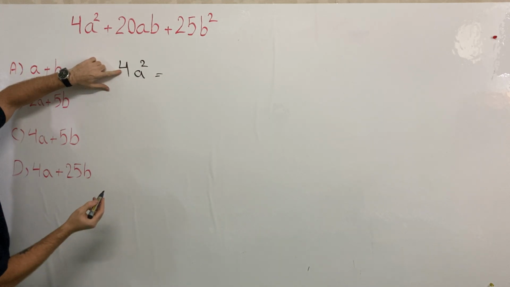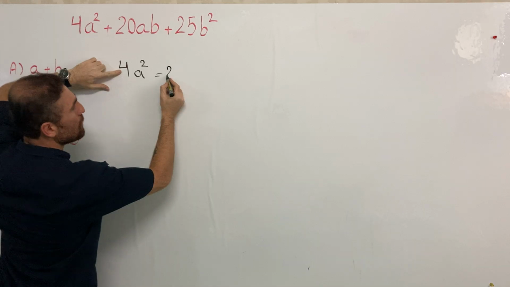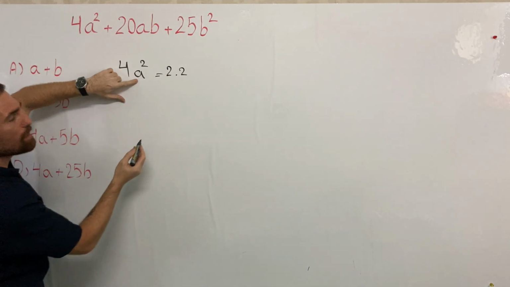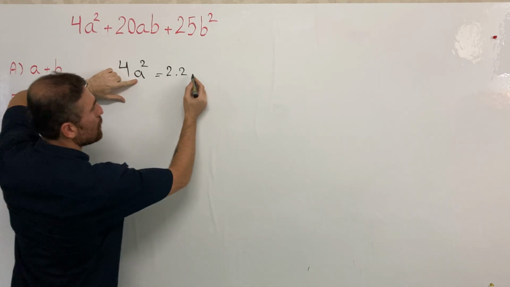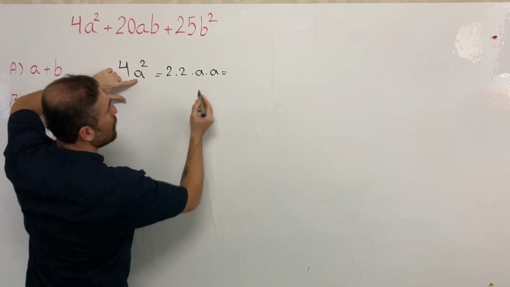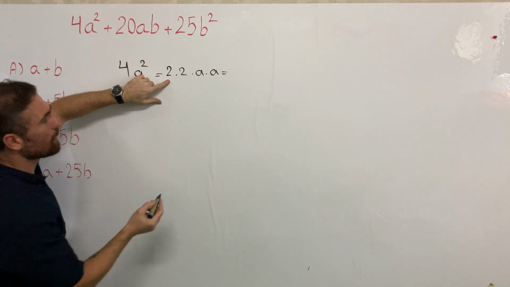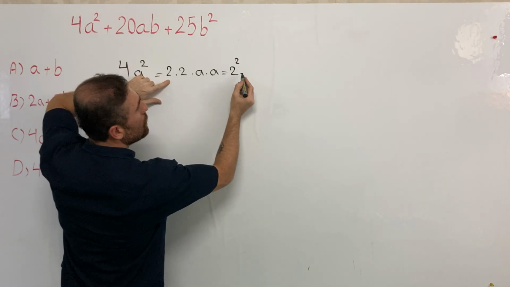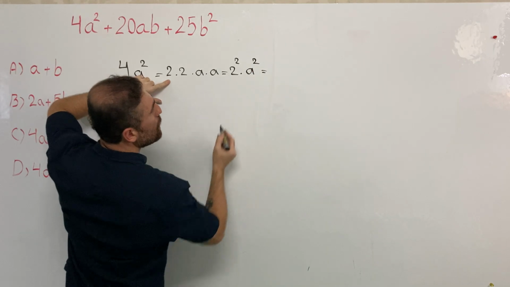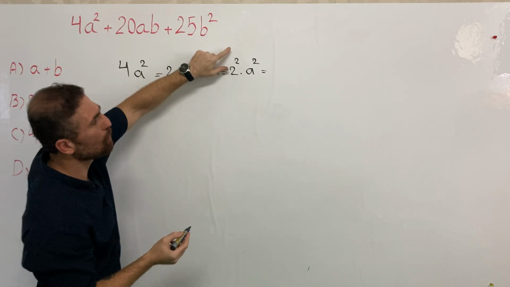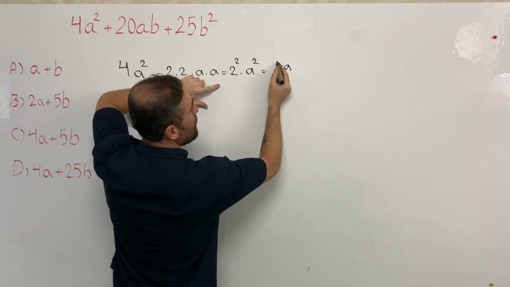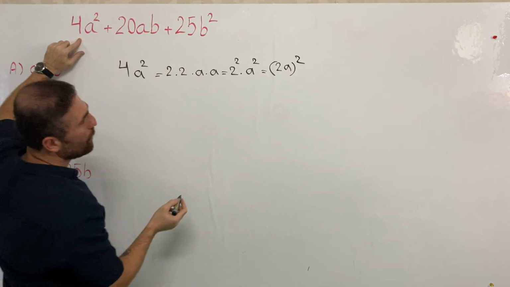As you know, 4 can be written as the product of 2 and 2. Also, a squared can be written as the product of a and a. So, what is this? It can be written as 2 to the power of 2 times a to the power of 2. But what is this? 2a to the power of 2. Alright, this is our first step.